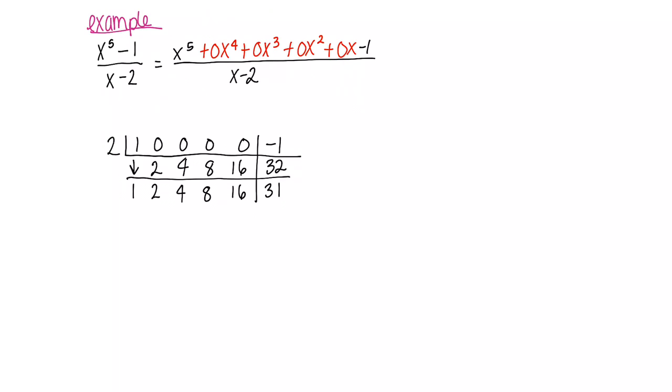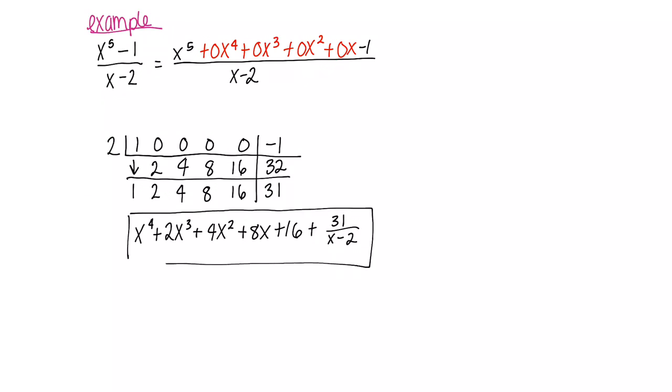So we started with an x to the 5th, which means our answer is going to start 1 degree less, x to the 4th. So 1x to the 4th plus 2x cubed plus 4x squared plus 8x plus 16 plus 31 over the divisor x minus 2. That's it. Can you imagine how long this would take you if you did long division? Let's just try it real quick.